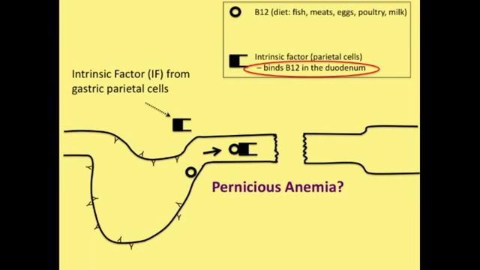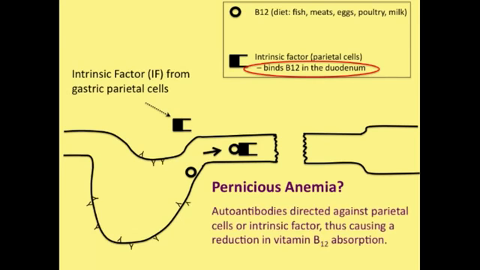Last, we have pernicious anemia. So who remembers what pernicious anemia is? This is a disease entity where autoantibodies are directed against the parietal cells or intrinsic factor itself, thus causing a reduction in vitamin B12 absorption. So I think that's a good enough review for now.